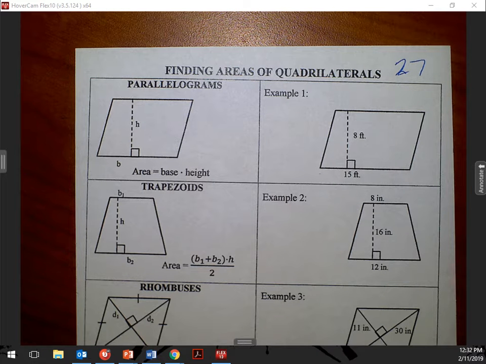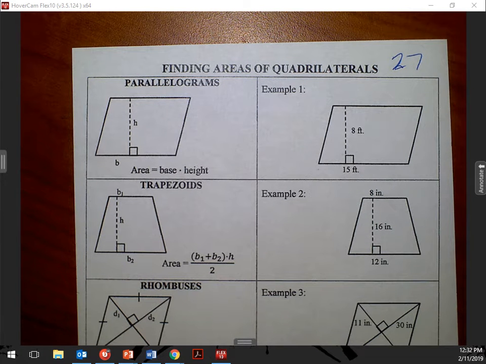Hello, this is geometry. We are working on finding areas of quadrilaterals. Can someone tell me what a quadrilateral is? Four sides. Shape with four sides. Excellent. That's it. So it's got to be a closed shape with four sides. So it can't be open. All of them have got to connect.